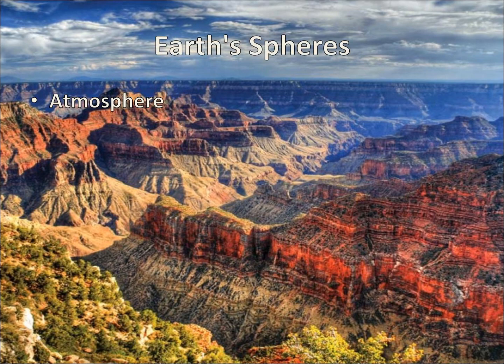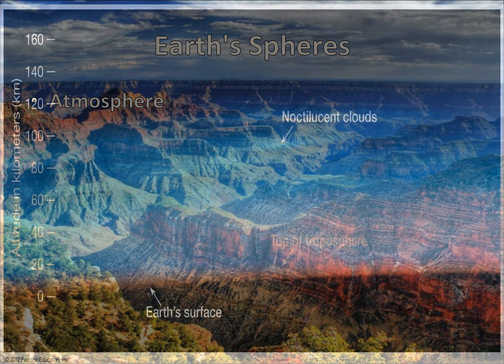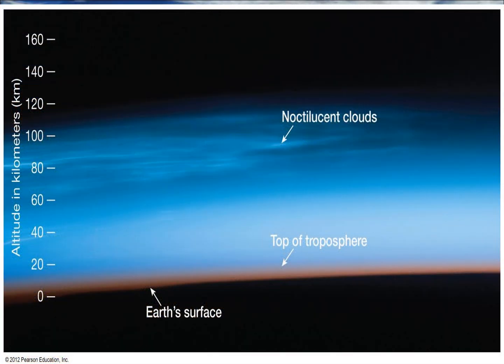The next sphere that we're going to talk about is the atmosphere. The atmosphere is the gaseous envelope that encircles our planet. It's a mixture of various volatiles, gases that exist on our planet. Okay, it forms an incredibly thin little envelope.